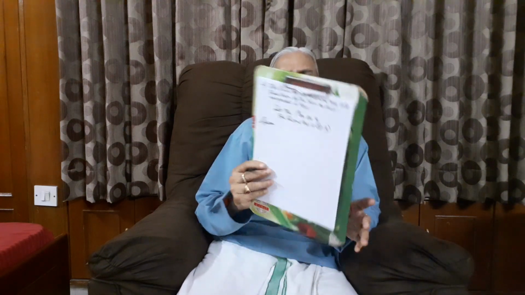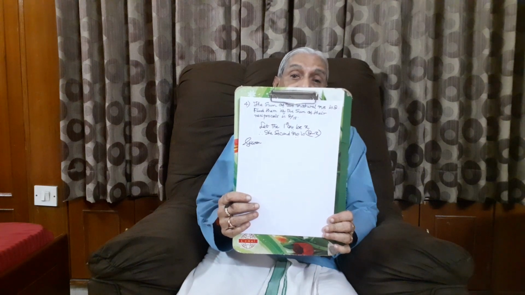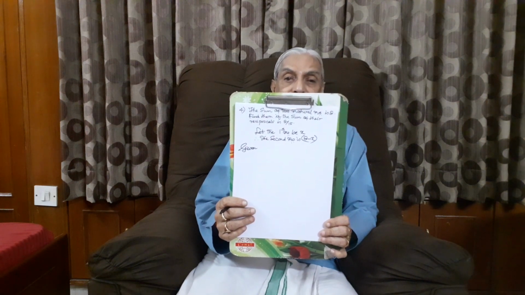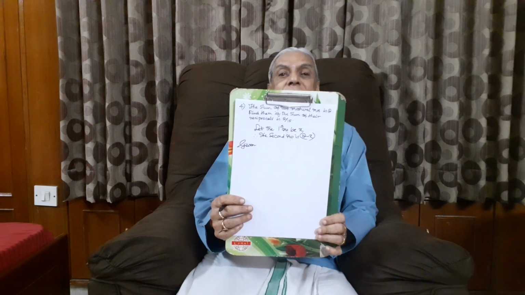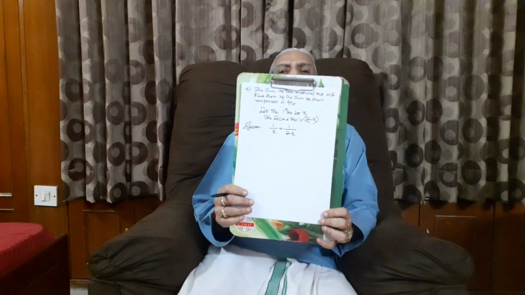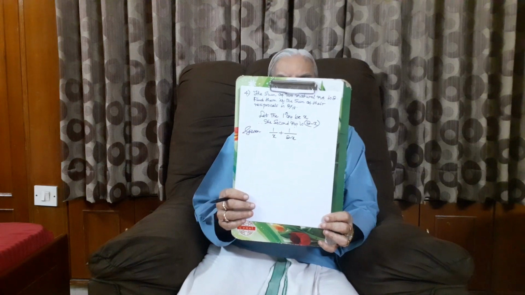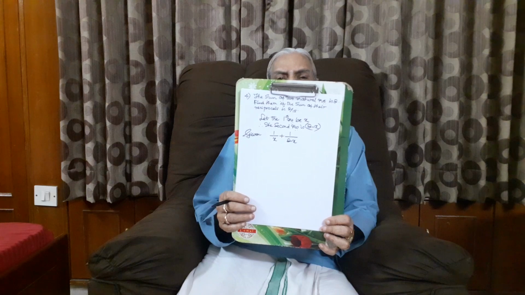In the next part, very easy. Given, the sum of the reciprocals. Once again, what is the reciprocal of x? 1 by x. What is the reciprocal of 8 minus x? 1 upon 8 minus x. Sum of them means 1 by x plus 1 upon 8 minus x. Reciprocal of x is 1 by x, and the other one, 1 by 8 minus x. That is equal to 8 by 15.